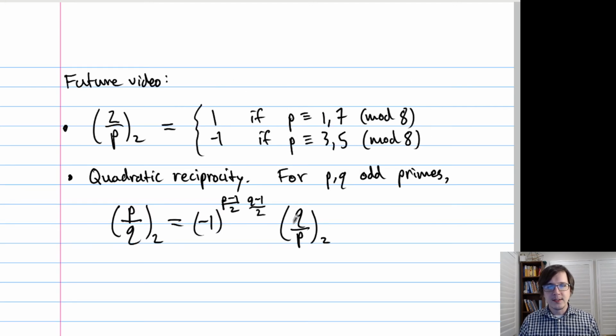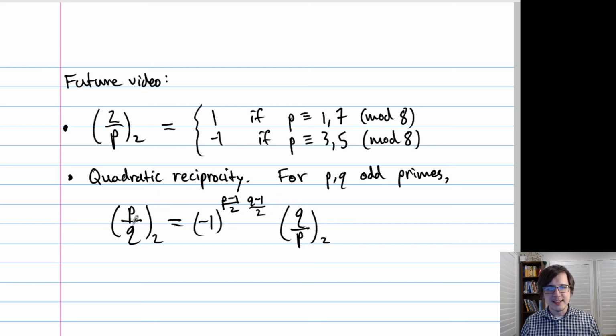Okay, so in a future video, we're going to talk about how to actually compute whether 2 has a square root mod p, and it turns out to have a very simple condition. It's simply whether p mod 8 is 1 or 7. And if it's 3 or 5, then no, it does not have a square root. And that's important because we're also going to have this wonderful theorem called quadratic reciprocity.